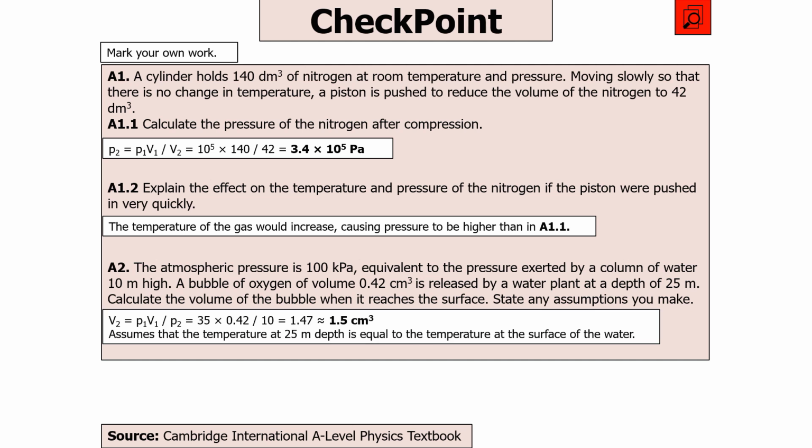Again, we can also now use Boyle's law to work out what V2 is going to be. Again, you don't need to change units as long as it's in the same unit. So the answer is going to be 1.5 centimeters cubed. Again, this assumes that the temperature at a 25 meter depth is equal to the temperature at the surface of the water for it to work, because we can only work if it's a constant temperature. So we get 1.5 centimeters cubed.